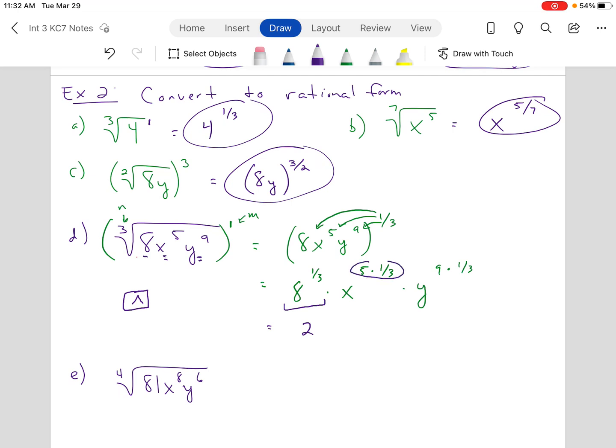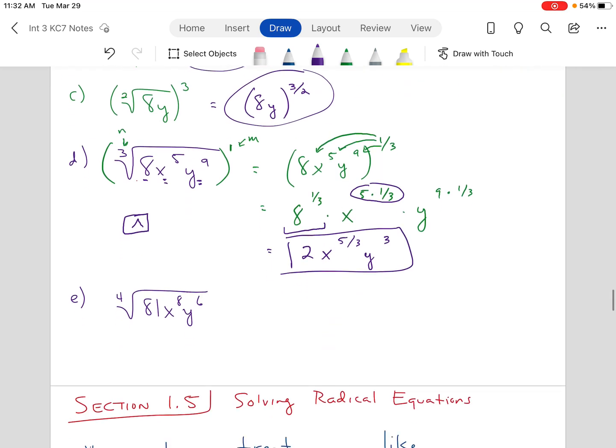Now, it's not the same, and here I multiplied because they are both exponents, so I can do that. 5 times 1/3 is just 5 over 3. We're going to simplify it as much as possible. Do not change this to a proper fraction. We're going to leave it as an improper fraction. And then for the y, 9 times 1/3 is 9 over 3, which is just 3 when you divide. So this is my final answer.